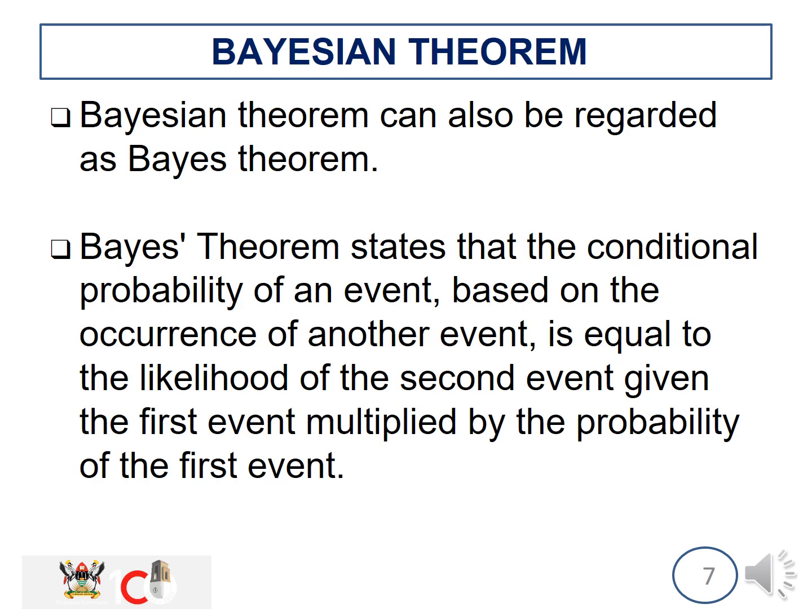Describing the Bayesian theorem: Bayes' theorem states that the conditional probability of an event, based on the occurrence of another event, is equal to the likelihood of the second event given the first event, multiplied by the probability of the first one.